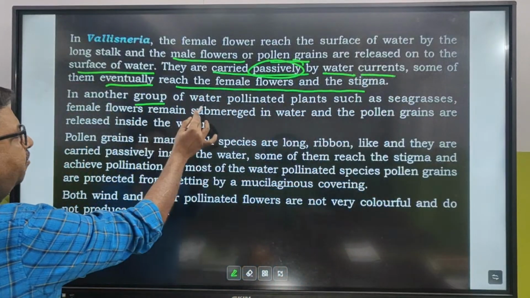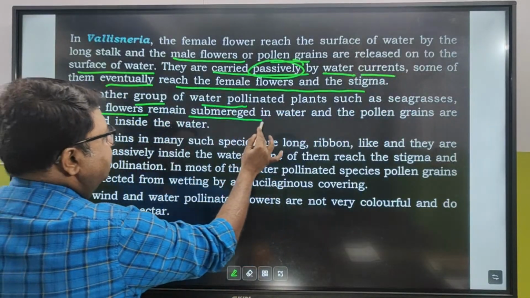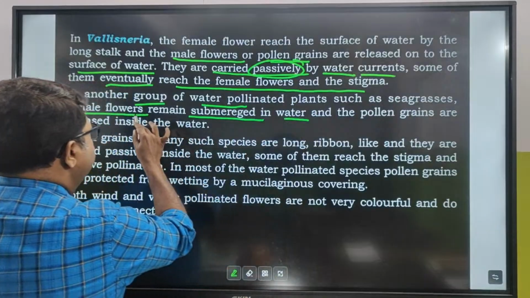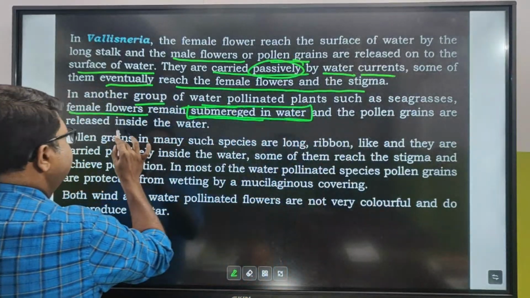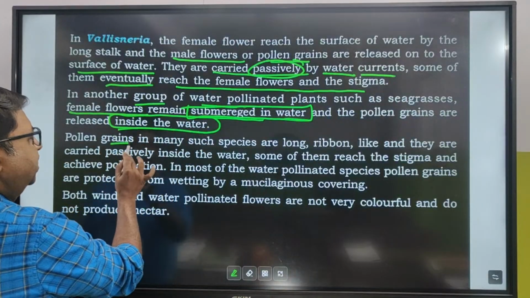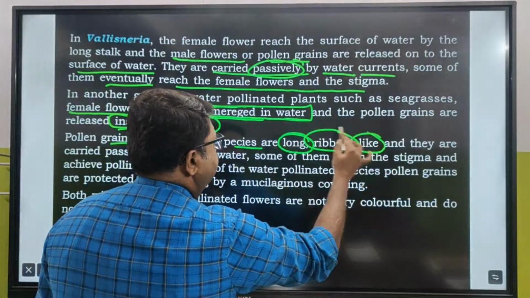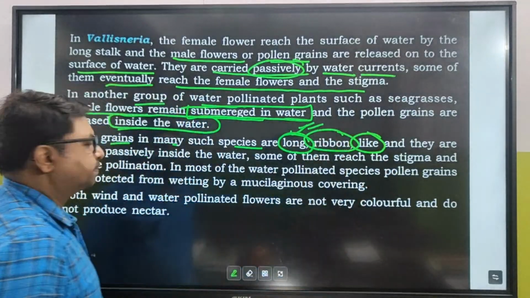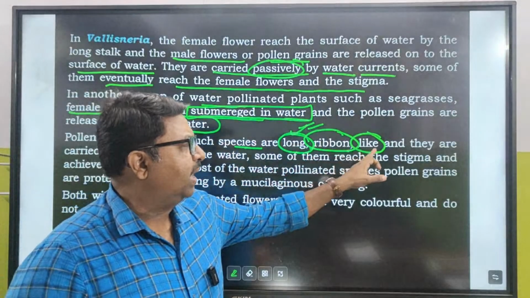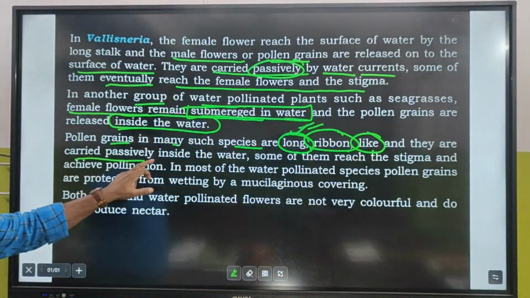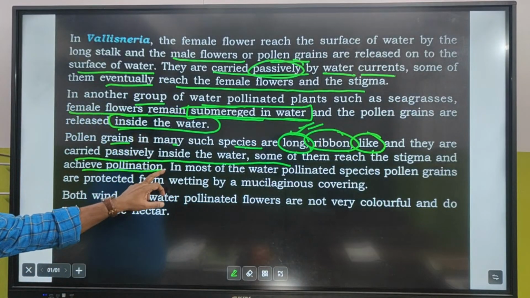In another group of water-pollinated plants such as sea grasses, Zostera, female flowers remain submerged in water. They remain submerged in the water, and the pollen grains are released inside the water. Pollen grains in many such species are long ribbon-like. Very, very important. Star mark. They are carried passively inside the water. Some of them reach the stigma and achieve pollination.